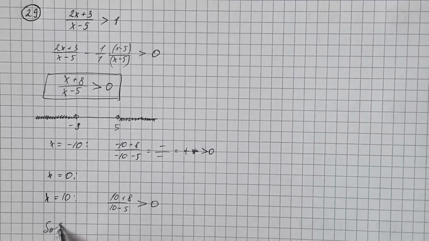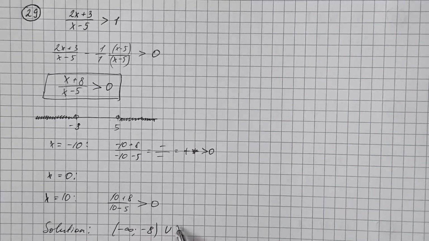So now the solution set will be from negative infinity up to negative 8, using parentheses, union from 5 up to positive infinity.